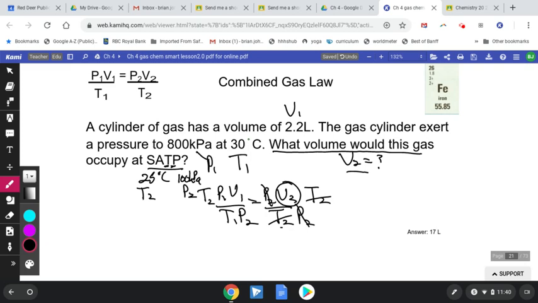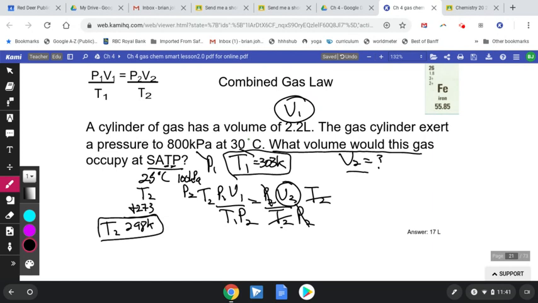We got to do some conversions of our temperatures. So 25 plus 273 is 298 Kelvin for temperature 2. Temperature 1 is 30 degrees Celsius, which is 303 Kelvin. Okay, so I have temperature 1, temperature 2, volume 1, pressure 1, pressure 2. Holy smokes, what a mess. Values all over the place.